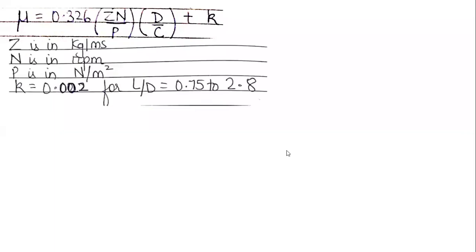So first let us know, Z will be in kg per meter second, N will be in RPM, P will be in Newton per meter square, and K value should be 0.002 for all the L by D ratios, 0.75 to 2.8.